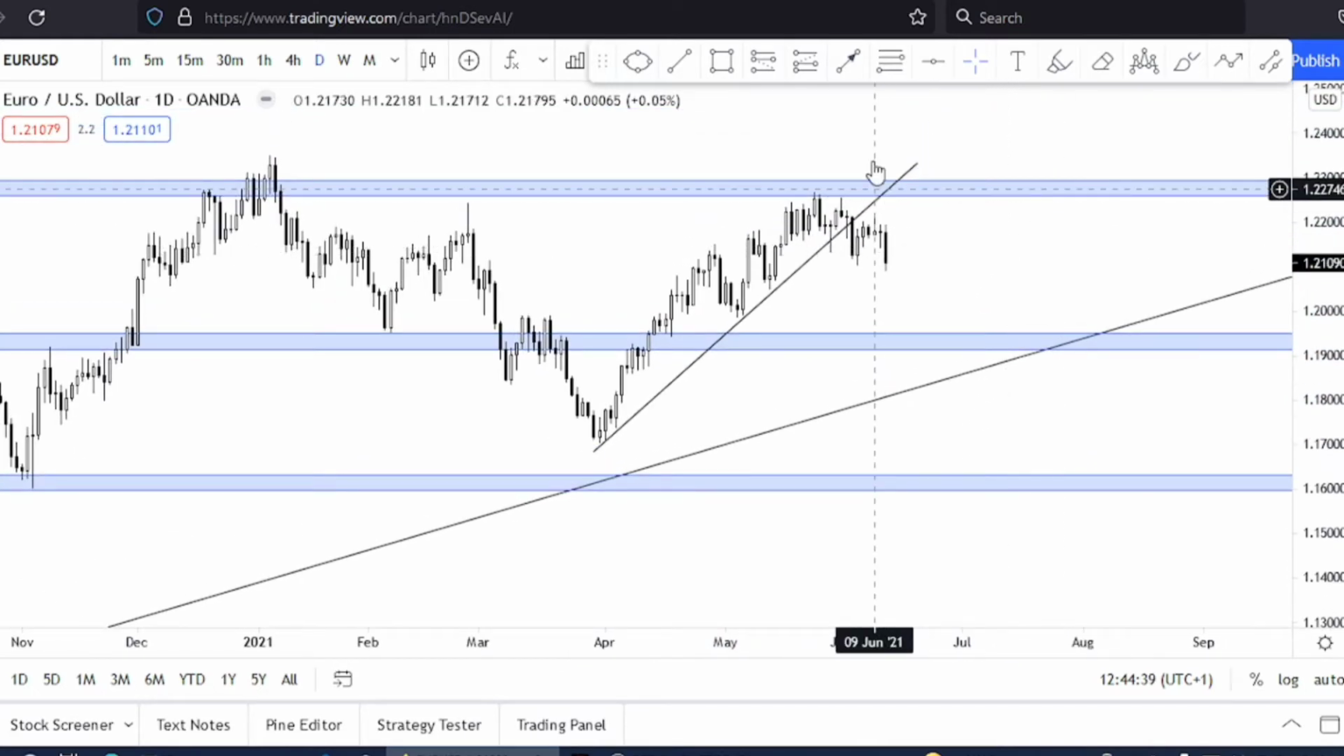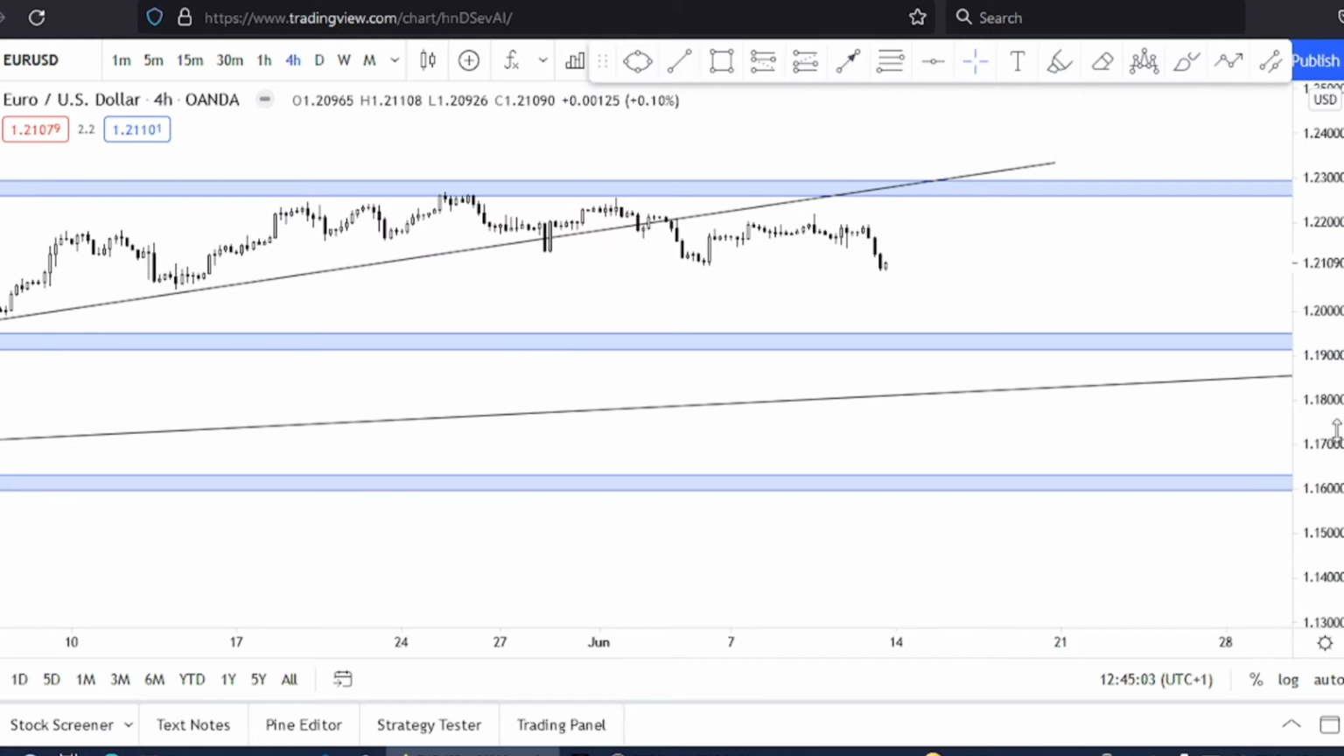From the daily, you can see there was a break of the trend line, then price went back to retest the trend line, or there is a support around there. I'll show you on the 4 hour time frame. Then price formed this bearish pin bar and started coming downwards. So let me get to the 4 hour time frame.